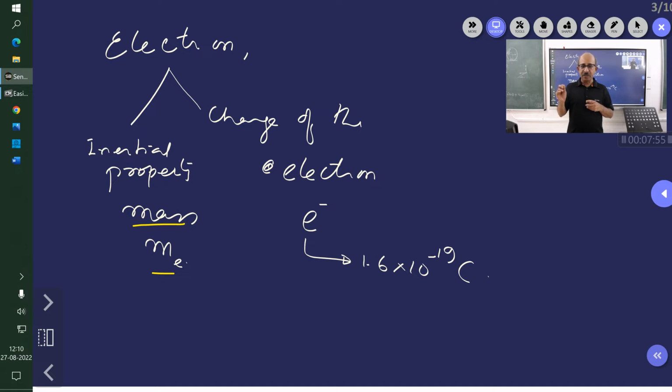Charge is an intrinsic property of matter which produces an electric field around it. It is also responsible for the production of a magnetic field, and it also experiences electric and magnetic effects.